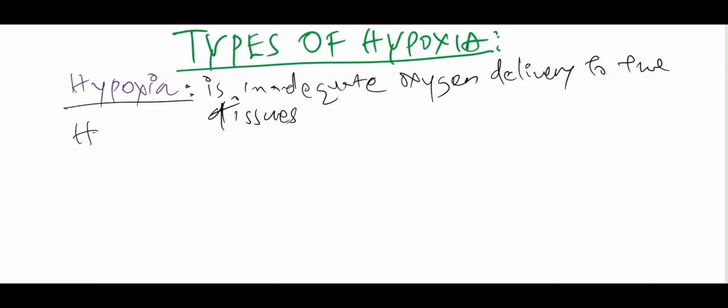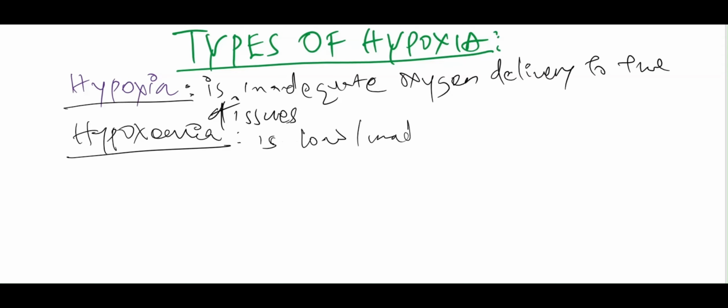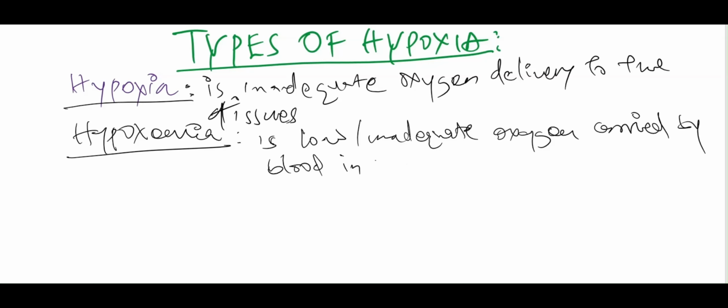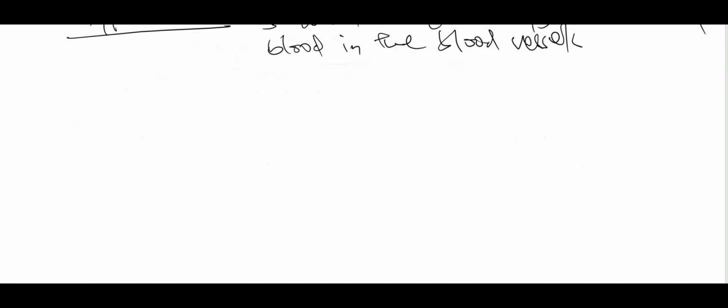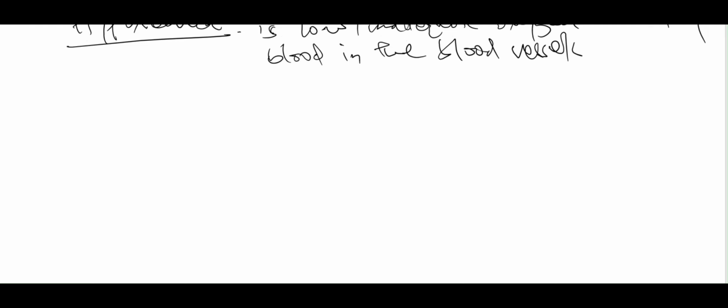And sometimes we confuse between hypoxemia and hypoxia. Well, hypoxemia is just low or inadequate oxygen carried by blood in the blood vessels. For today's video, we will just stick on hypoxia. Before we discuss the types of hypoxia specifically, let's just jump briefly into the early signs of hypoxia.